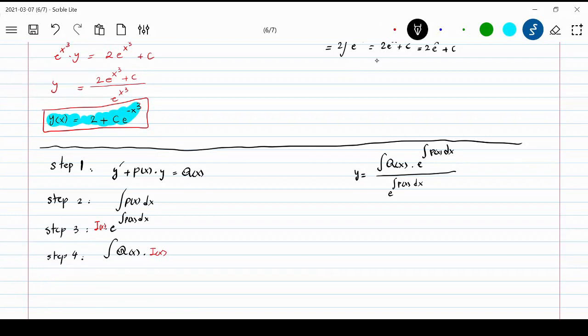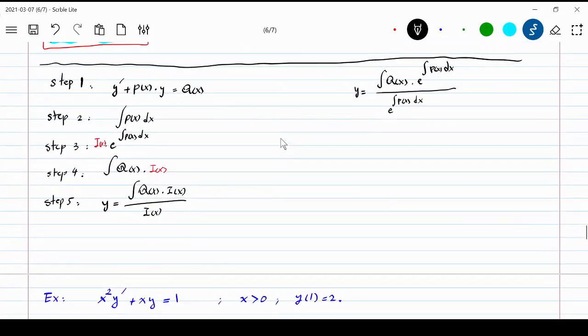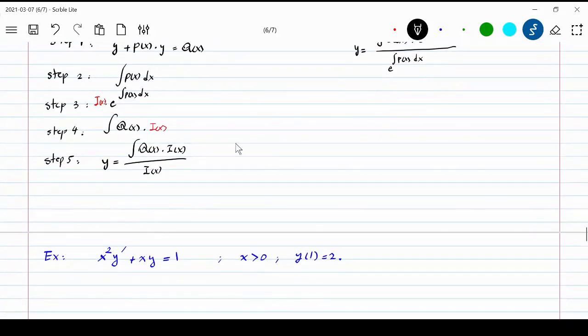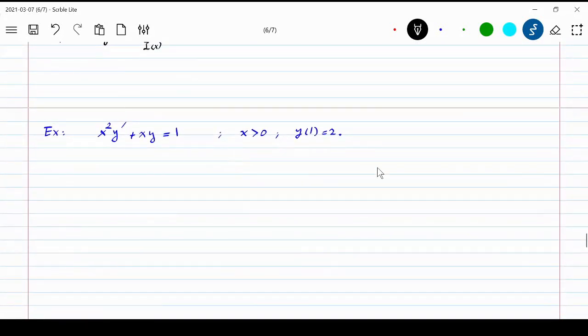And finally at step 5, you can write y equals the integral of q(x) times i(x), the result of this integral, divided by i(x). This is basically the steps to calculate the solution to a linear equation. Here, I'm going to use that in this example just to show you both methods. Both are correct. You don't need to necessarily choose one over the other. You can figure out which one is simpler for you.